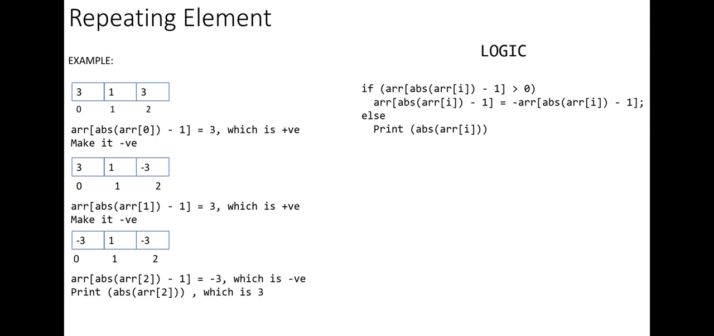In the next iteration, when I becomes 2, we check array of absolute of array of 2 minus 1. The value of array of 2 is minus 3. The absolute of minus 3 is plus 3. 3 minus 1 is 2. So the array of 2, in this case, comes out to be minus 3, which is negative. That means this number is repeating, so we would print the absolute of array of 2, which is 3. In this way we get the repeating element.